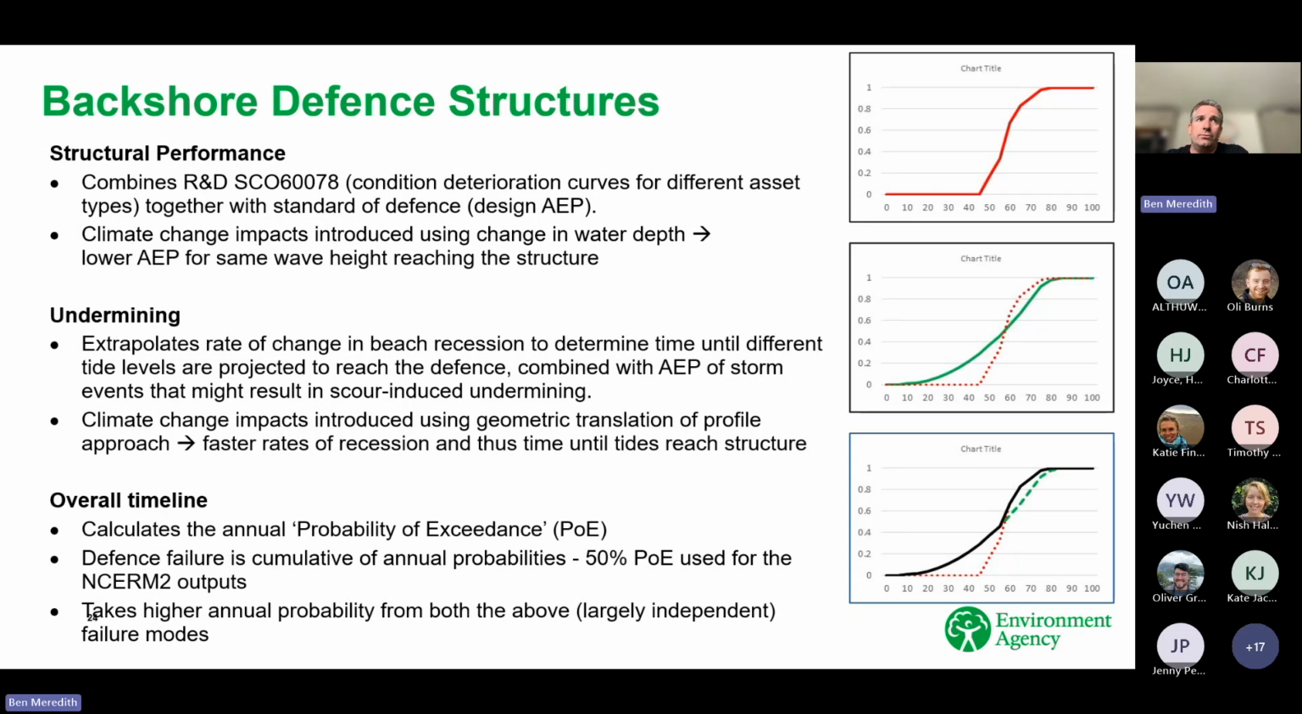Applying sea level rise due to climate change serves to speed up the rates of recession of a geometric application of beach lowering, which then leads to the defence becoming exposed sooner in the failure timeline. The calculation of both of these processes to formulate annual probability of exceedance curves was completed, and the model takes a higher probability from both failure mechanisms to construct a final failure curve.